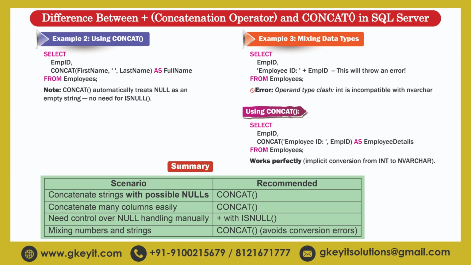For example, if you have different data types, let's see this with the concatenation operator. There is a query: select employee ID, employee ID plus employee ID from employees. This will throw an error: operand type clash, int is incompatible with varchar. Why? Because here employee ID is an int data type, whereas we are concatenating it with a string. Here we will have a clash, and this kind of error we are going to get while using this query.